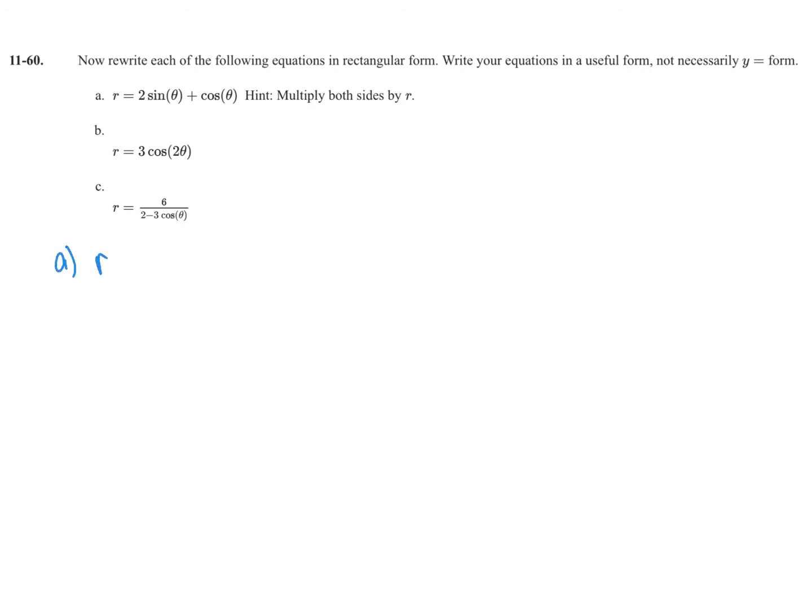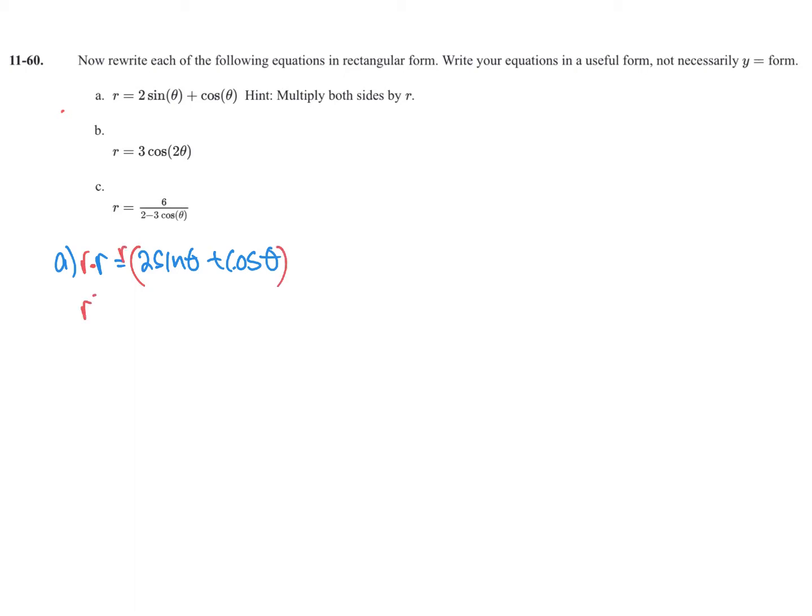Letter A has r equals 2 sine theta plus cosine theta. And they do give you a hint to multiply both sides by r. And here's the reason why. The r by itself, I could rewrite it, but what do I pick? And also there's no r sine theta. So I need to multiply each side by r. I'm going to multiply, not square, multiply by r.